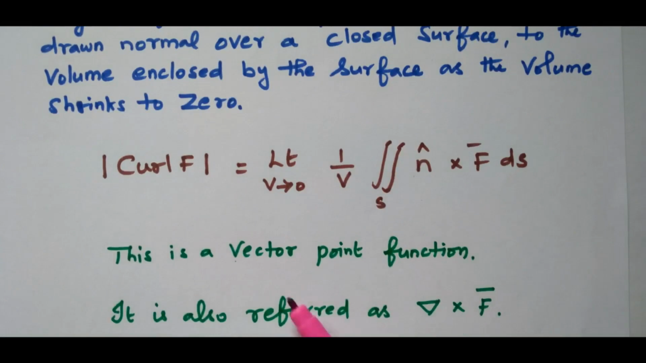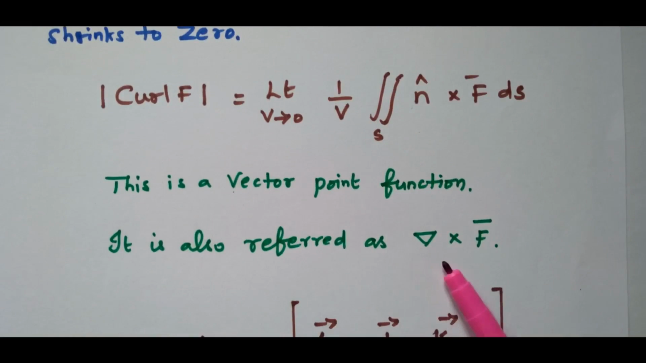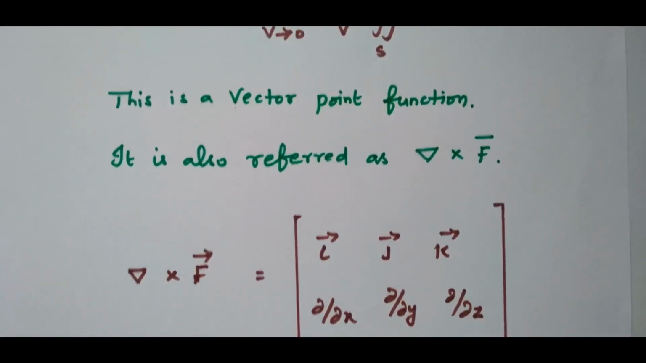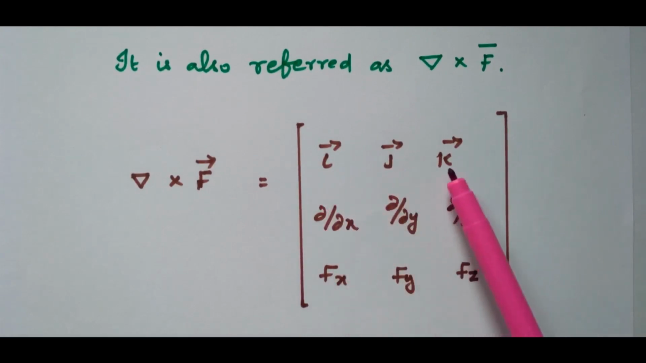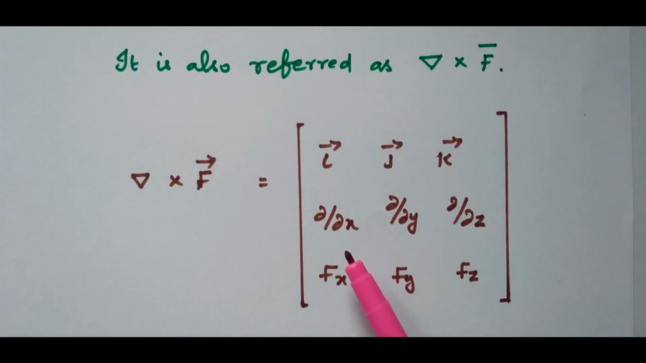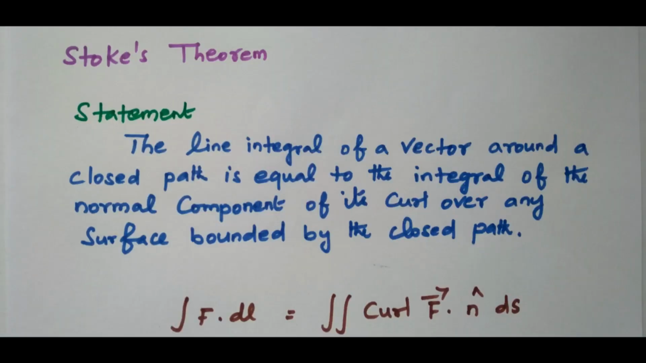This is the vector point function, and it is also referred to as del vector cross f vector. The curl expressed in another way is del cross f vector. So this del cross f vector is represented as a determinant: first row i vector, j vector, k vector; second row dou by dou x, dou by dou y, and dou by dou z; the third row is fx, fy, and fz. Now we'll see the Stokes theorem.